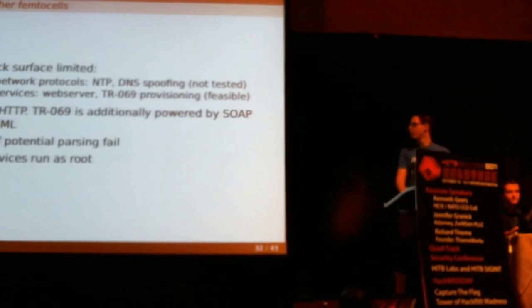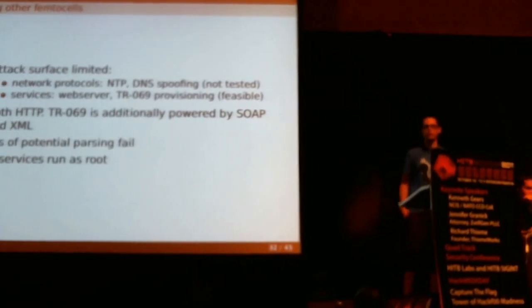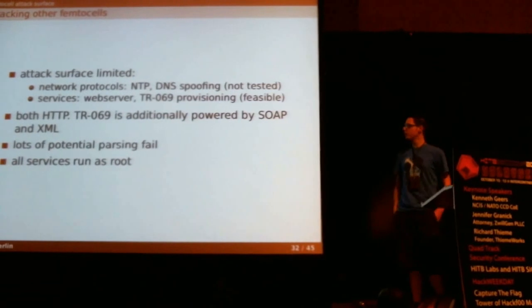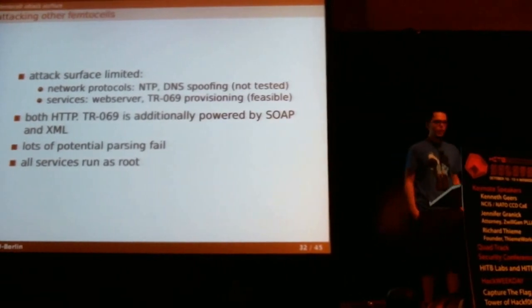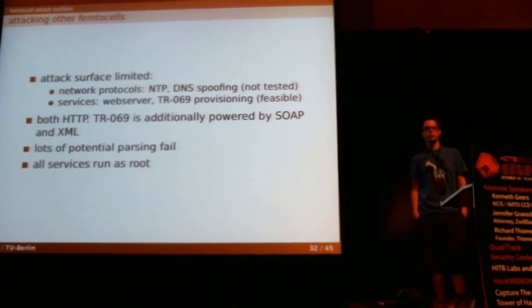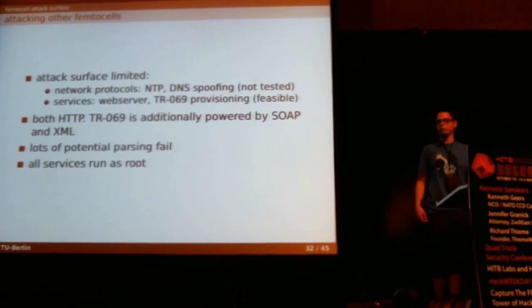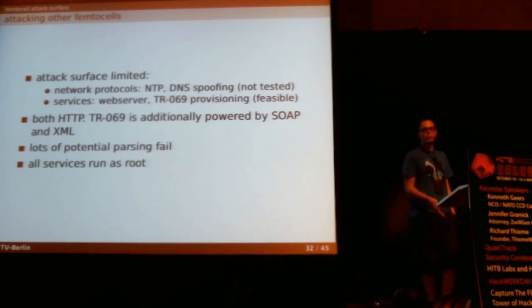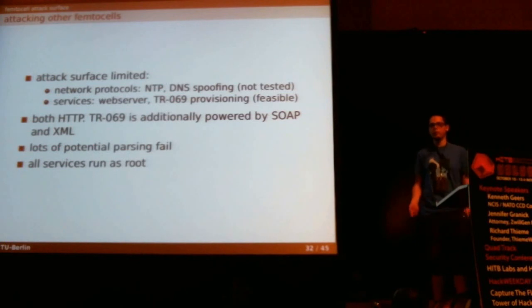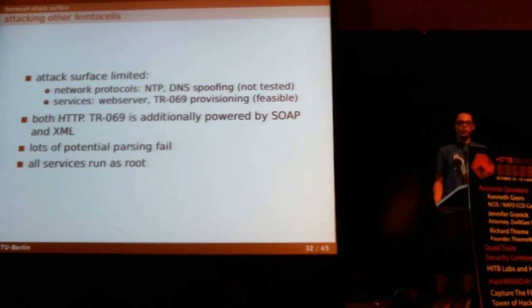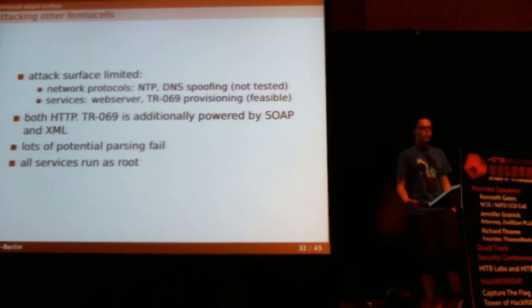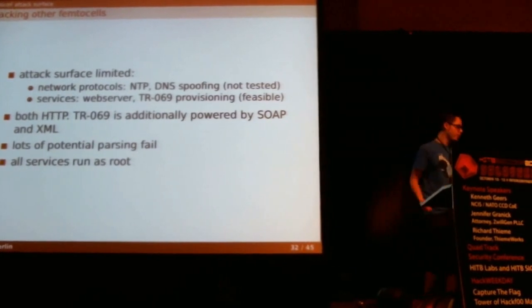Okay, but this is attacking other subscribers. So what about doing some network attacks and actually attacking other femtocells? Therefore, we looked at the attack surface that is exposed to the network view of an attacker. There are basically two interesting things to look at: on the one hand, network protocols, and on the other hand, the services that are running. Network protocol-wise, there isn't too much interesting stuff there. On the one hand, the device is using NTP, which is used as a clock source to provide frequency stability. And on the other hand, it's using DNS to resolve the name of the recovery service.